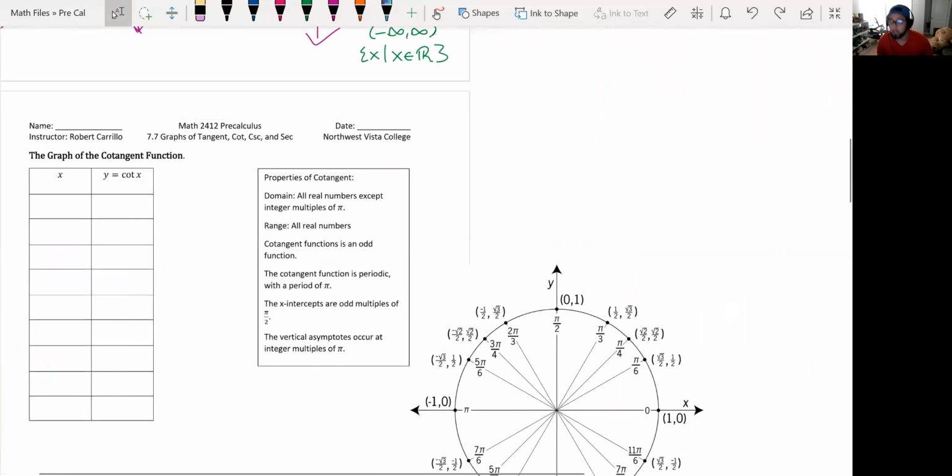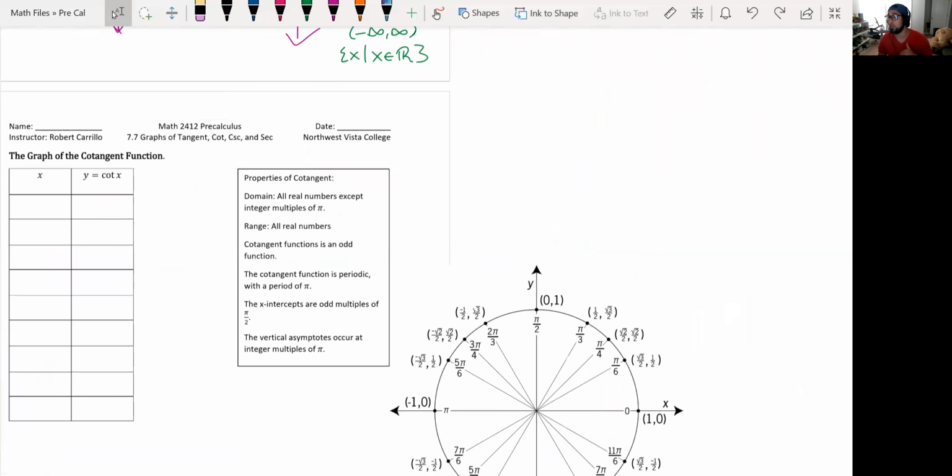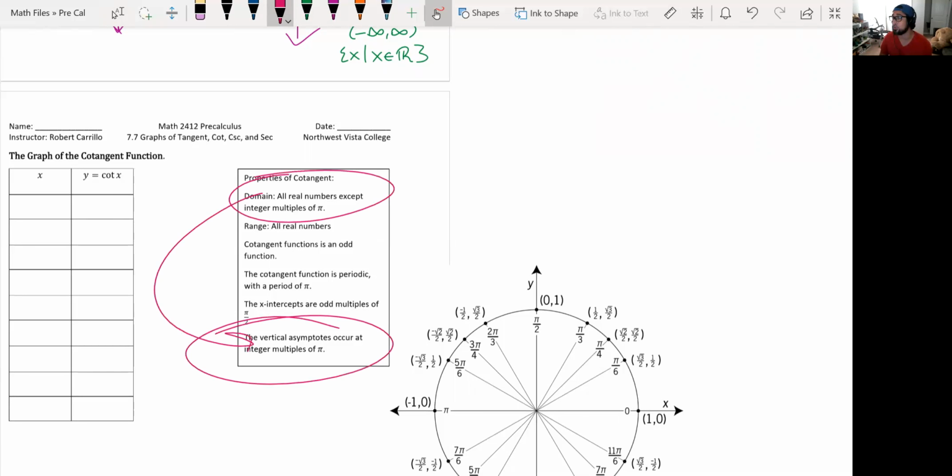Next, we get to the graph of cotangent, which happens to be the reciprocal function of tangent, which shares almost the exact same properties of tangent. So the properties of cotangent is now that the domain is all real numbers except integer multiples of pi. The range is all real numbers, just like tangent. Cotangent is odd, just like tangent. Cotangent repeats itself every pi, just like tangent. And the x-intercepts are odd multiples of pi over 2. And the vertical asymptotes will occur at integer multiples of pi. So remember that domain and asymptotes work hand in hand.